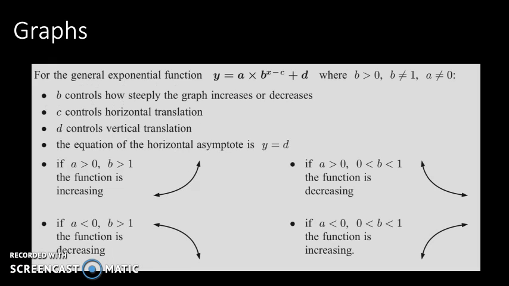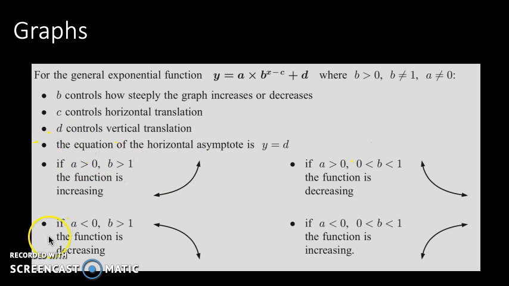So the next thing to mention are graphs for exponentials. If we have the general form of y equals a b to the power of x minus c plus d, we can tell which one controls what's happening on the graph. So b here is going to control how steeply the graph increases or decreases. Our c over here is going to control a horizontal translation, aka if it's moving left or right. Our d here is going to control vertical translations, i.e. if it's going up or down. And then the equation of the horizontal asymptote is y equals d.